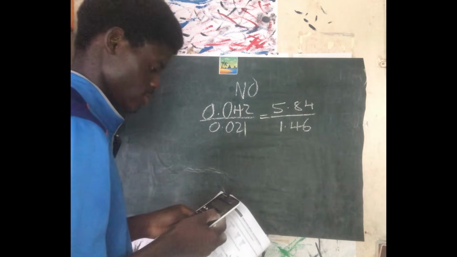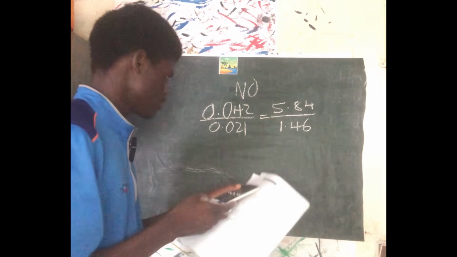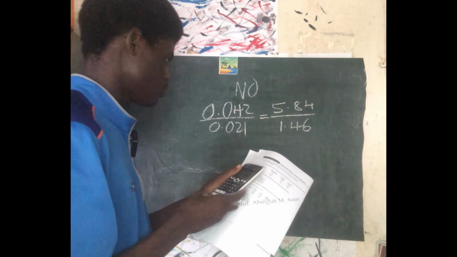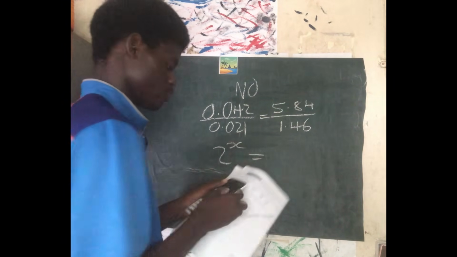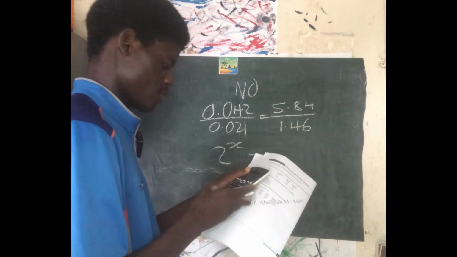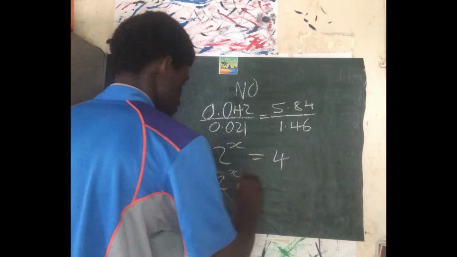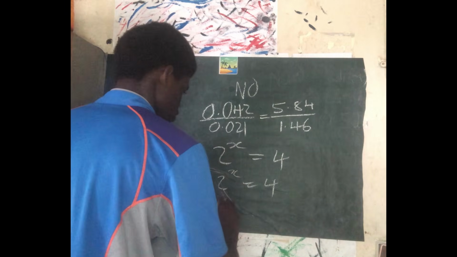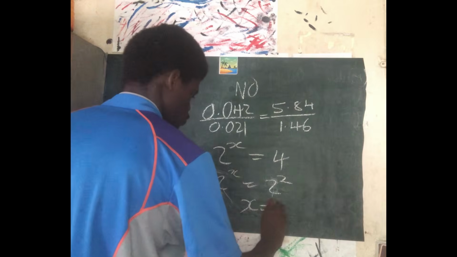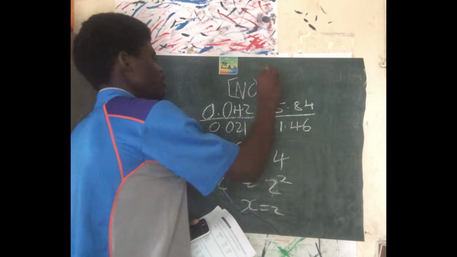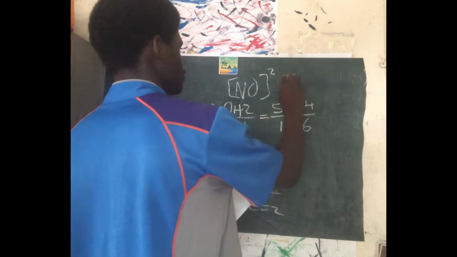Don't forget that for the concentration part we are raising to the power of x. So 0.042 divided by 0.021 is 2, so 2 raised to power x is equal to 5.84 divided by 1.46, which is 4. So 2 raised to power x is equal to 4, which is 2 raised to power 2. That means x is equal to 2. That means NO is raised to power 2.